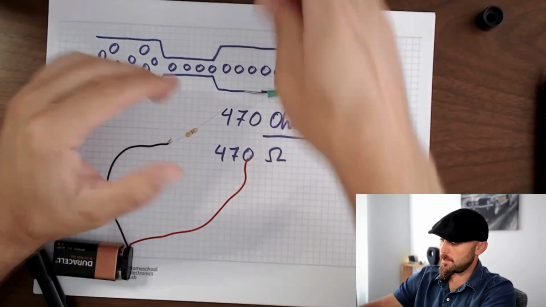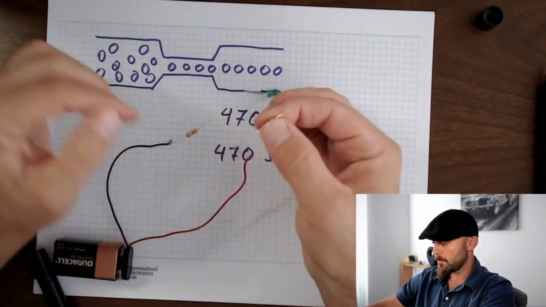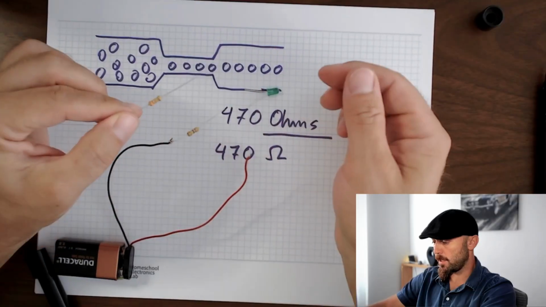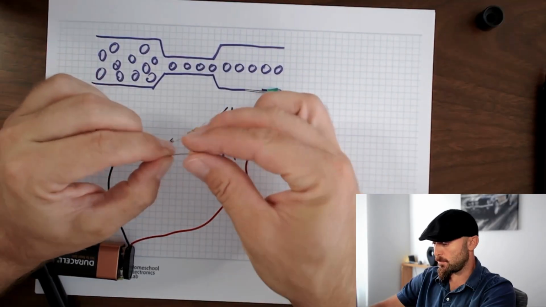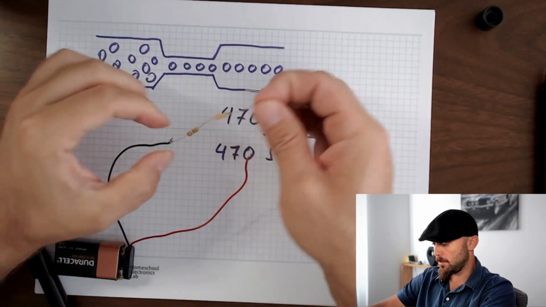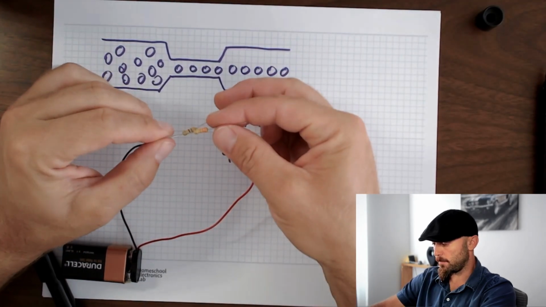Unlike an LED, a resistor can be connected either way. It's bidirectional. It doesn't matter which end you connect to the wire. It works just the same.